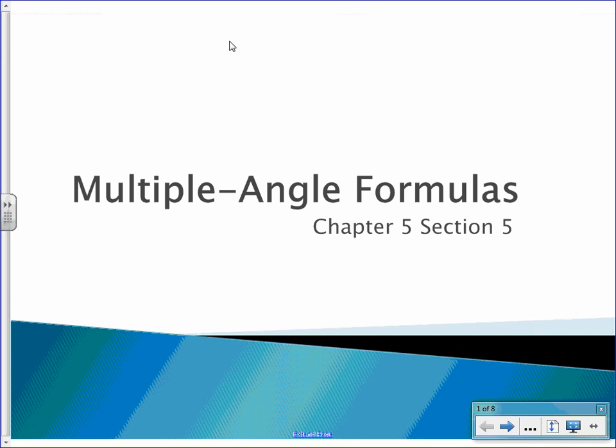Okay, so this is our last section in chapter 5. All of the formulas that you are given today will be given to you on the test. So write these down. You do not have to memorize them, but you do have to know how to use them.